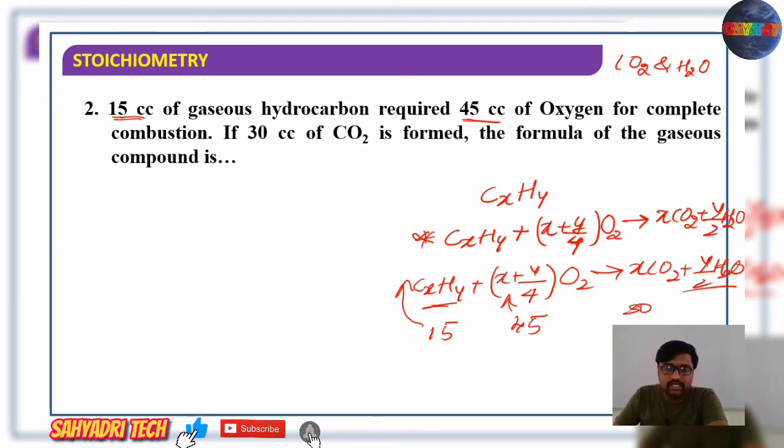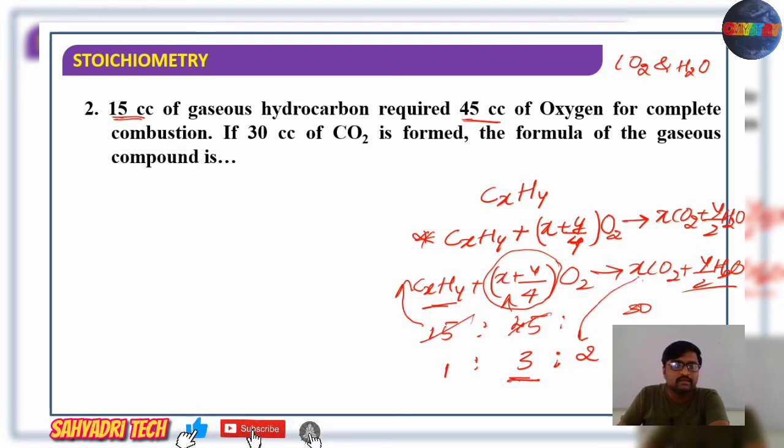Now, see here the ratio we got: 15 is to 45 is to 30. What is the simple ratio here? 15 ones are 15, 15 threes are 45, 15 twos are 30, so the simple ratio is 1 is to 3 is to 2. So 15 cancels here. Then I can equate the quantity x plus y by 4 to 3, and x is equal to 2. So we got the value here, x is equal to 2.